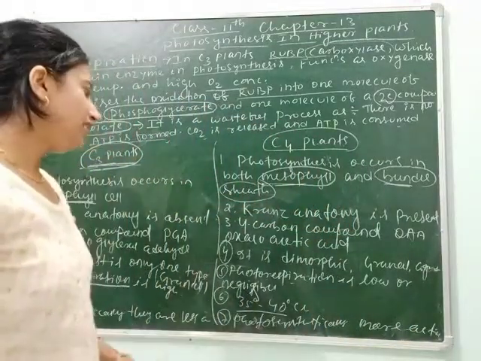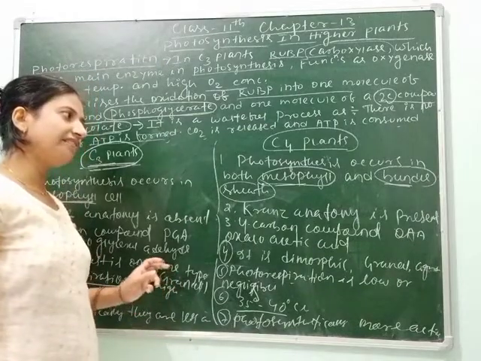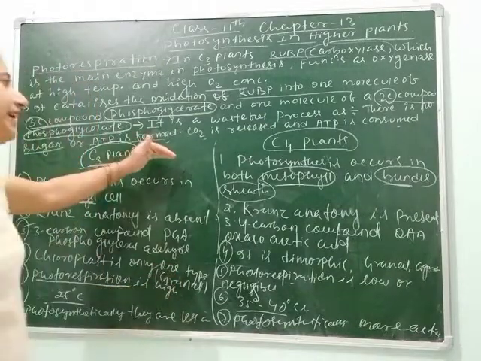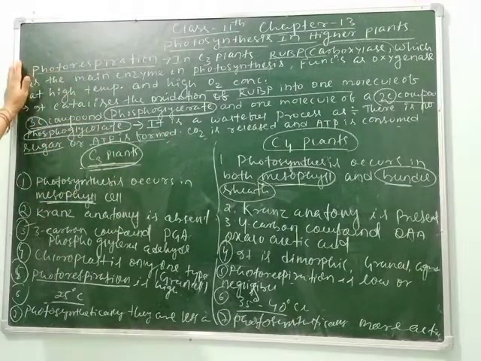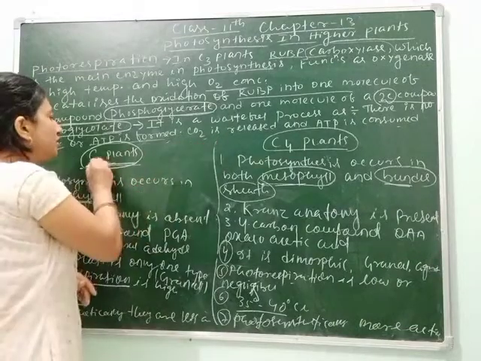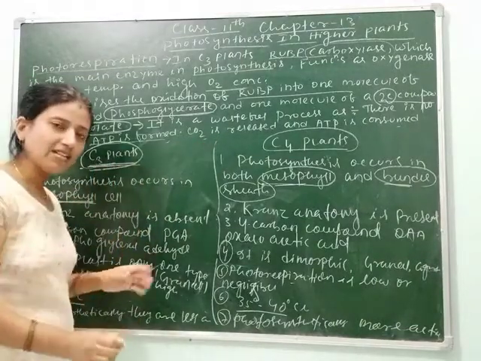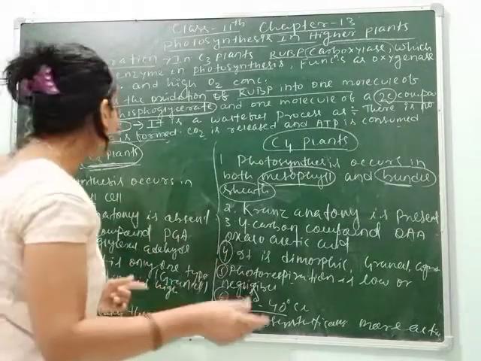Dear students, if you do not understand the writing, then you can listen to me or listen to the video, then you can understand. Again I am repeating this. After explaining about photorespiration, here we studied about C3 and C4 plants, and they are named on the basis of the carbon product they form.